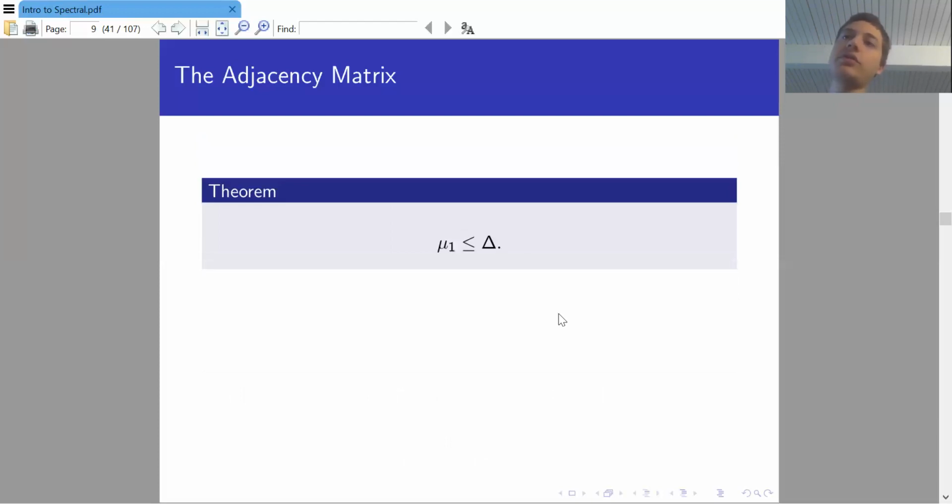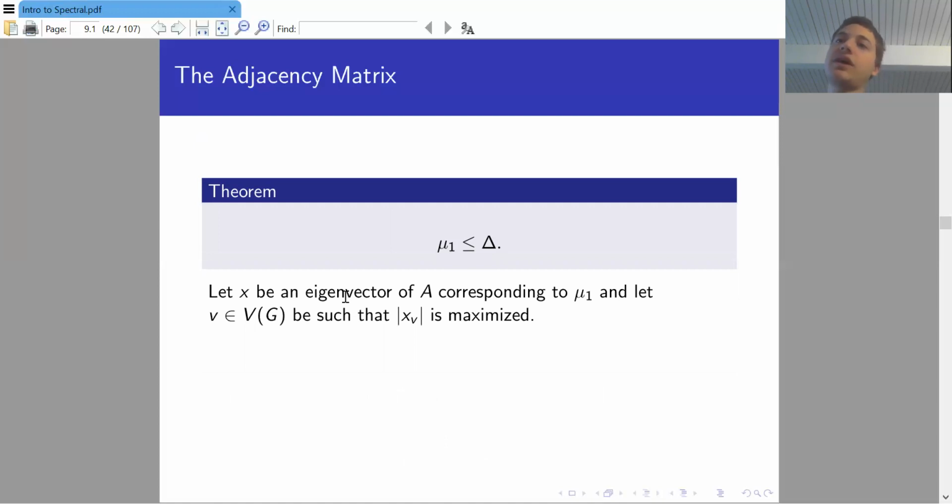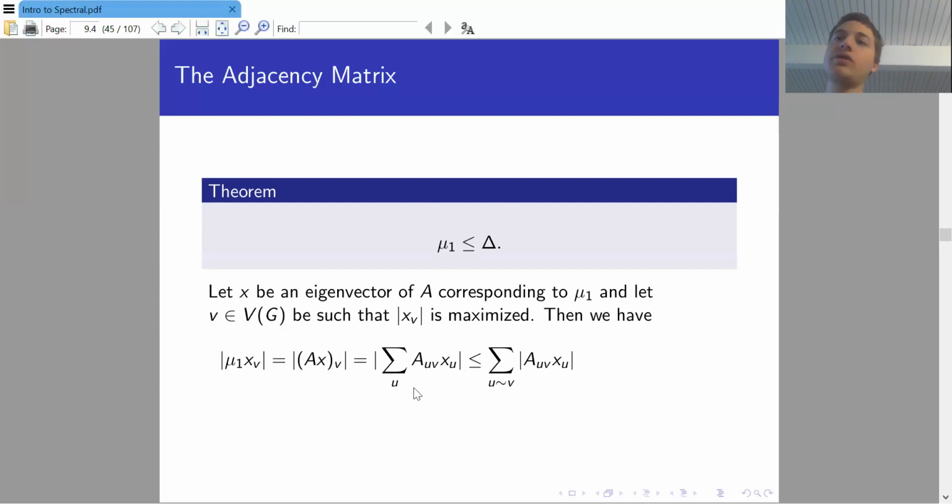And now it remains to prove the upper bound. So to do this, we'll take some eigenvector x of A which corresponds to mu1, and we'll let v be any coordinate such that the absolute value of x_v is as large as possible. So then what we can do is write out A times x, look at v's coordinate, and this by definition is mu1 x_v. And this equality continues to hold if we take absolute values on both sides. And now this, by definition of matrix multiplication, is just the absolute value of the sum over all u of A_uv times x_u. The only terms that matter in this sum are when u is adjacent to v, so we can restrict our sum to that.